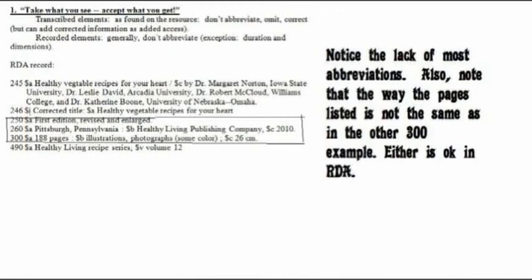At this point, the key is to let you know that the general lack of abbreviations, as well as some inconsistencies in how the information in these fields is recorded, is considered acceptable in RDA. What is important is that each type of information is recorded in the appropriate field or subfield for that type. We'll look at more examples of these types of fields later on.